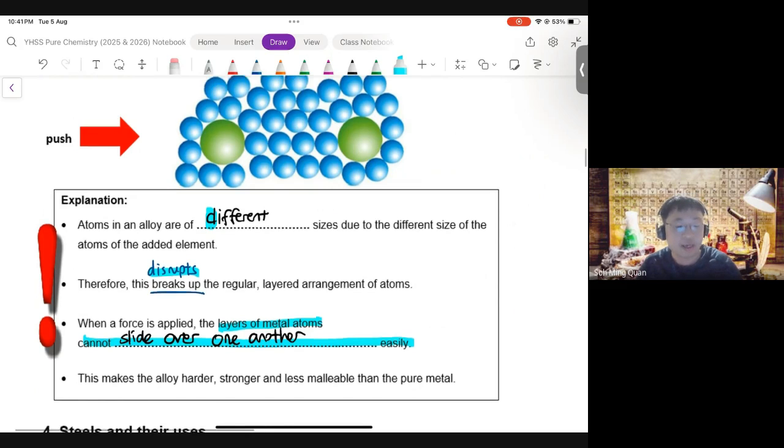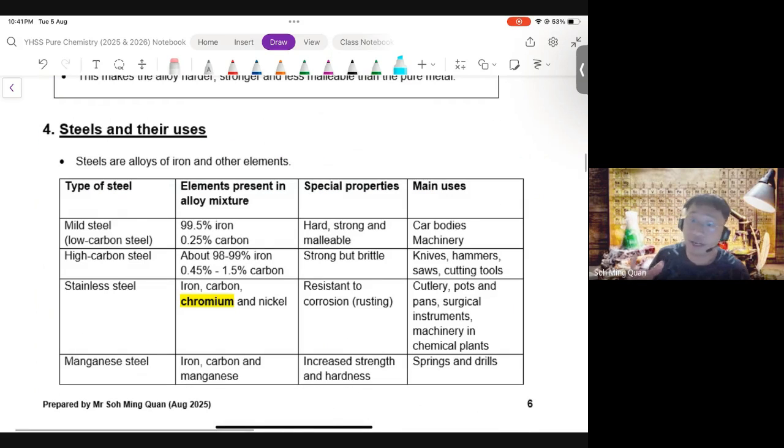Okay, now particularly steel is an important alloy to learn. Steels in general are alloys of iron and other elements. Now the other elements always includes carbon. All right, there's always carbon. So iron is alloyed with carbon. So we have low carbon steel, high carbon steel, stainless steel, and manganese steel.